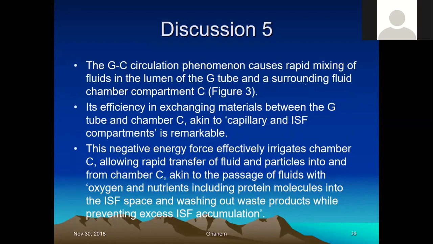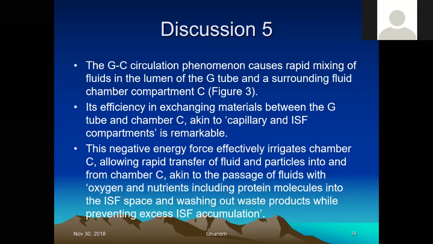allowing rapid transfer of fluid and particles into and from the chamber C, akin to the passage of fluid with oxygen and nutrients, including protein molecules, into the interstitial fluid space and washing out waste products while preventing excess interstitial fluid accumulation.